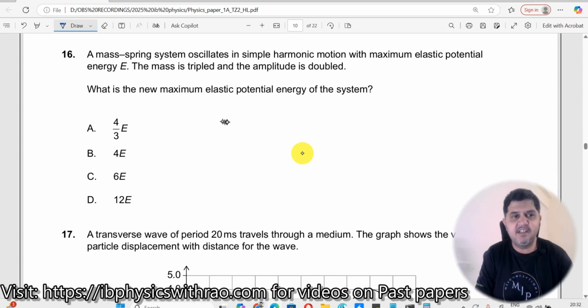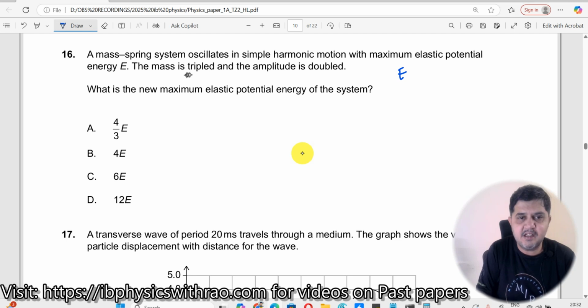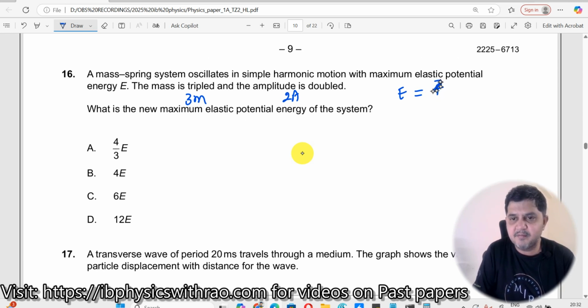Question number 16. A mass spring system oscillates in SHM with maximum elastic potential energy E0. If the mass is tripled and the amplitude is doubled, what is the new maximum elastic potential energy of the system? So E is given by the formula half K A square.